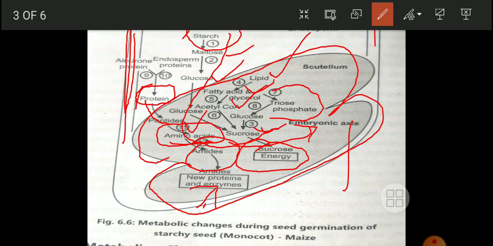Such metabolic changes we will be able to find in the case of the monocot maize seed. Once again, my friends, keep in mind, germination is developing the embryo after imbibition of water. That water is used to convert complex food material stored in the seeds, in the cotyledons, in the scutellum, in the aleurone layers, into forms which are used by the embryo at the time of its growth. Those are nothing but the metabolic changes taking place during the germination of the seed.